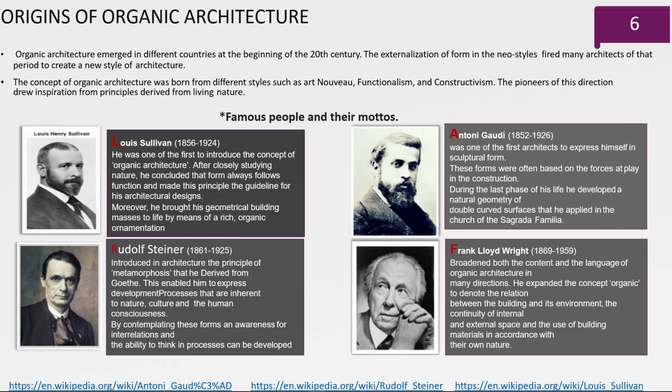Now, some of the famous people and their mottos. For example, like we said, Frank Lloyd is the one who invented it, the one who used organic architecture between nature and buildings to make a harmony. He was one of the people who tried to make a relationship between nature, buildings, and people. The next one in the line is Louis Sullivan.